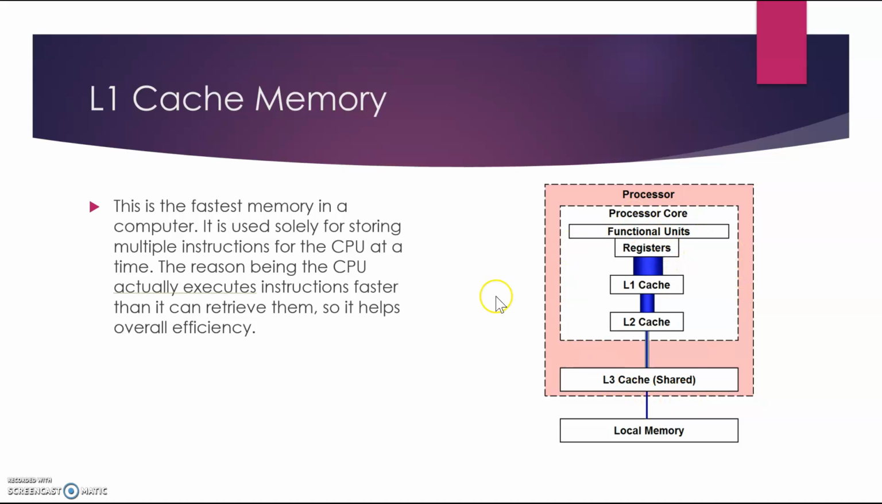Here is an example. Usually there's more than one L1 cache memory in a CPU. Here's a little diagram: the processor, the core, the functional units, registers, and the cache, and how it goes to memory.